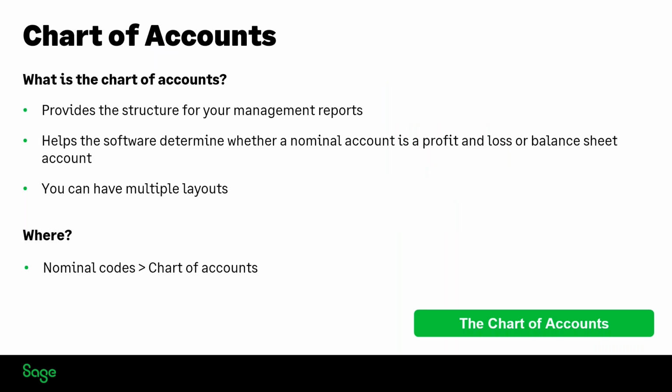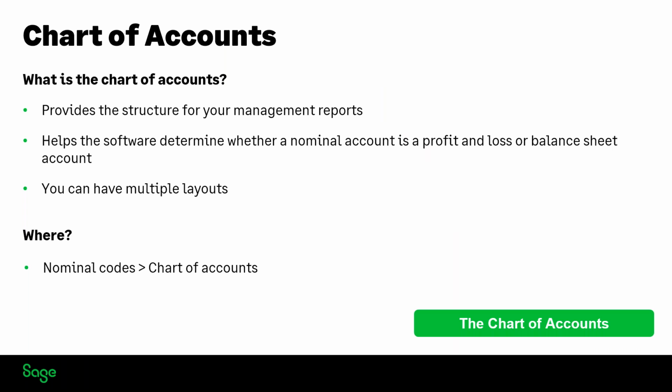So let's start with a little bit of theory first of all. A little bit of background. What is the chart of accounts? Well, the chart of accounts itself provides the structure for some of your management reports, not all of them. So it's not used by the trial balance, for instance, but when you run the likes of a profit and loss, a balance sheet, there are other reports in the software as well, and also the nominal ledger list. You can display that based around your chart of accounts.